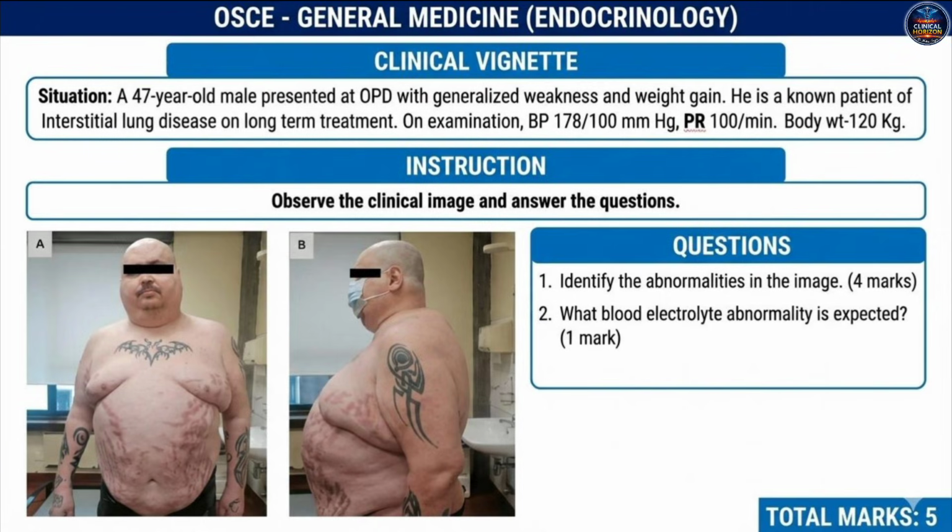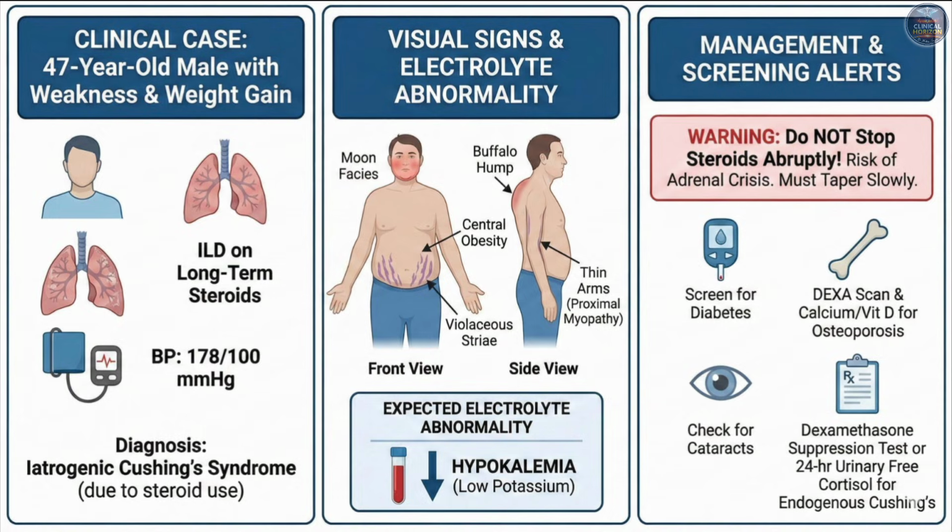Look specifically at the abdomen. Those are wide, violaceous or purplish striae. See the second image. You see the buffalo hump, that means fat pad on the upper back or neck, and note how relatively thin the arms are compared to the trunk, that means proximal myopathy.